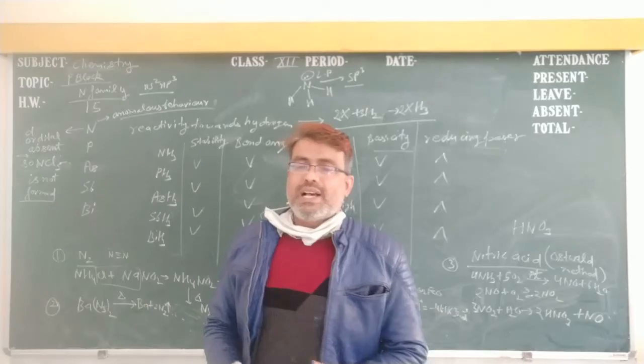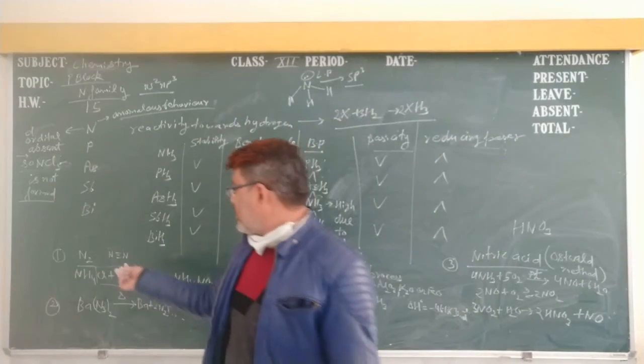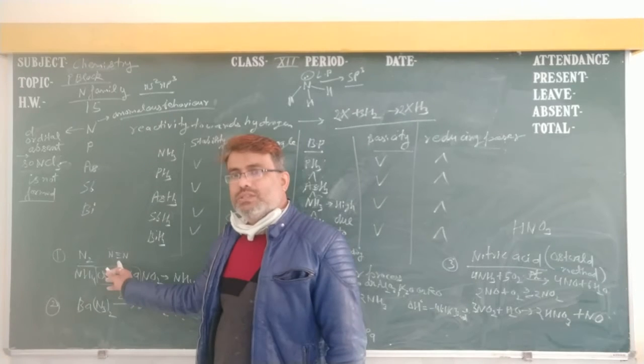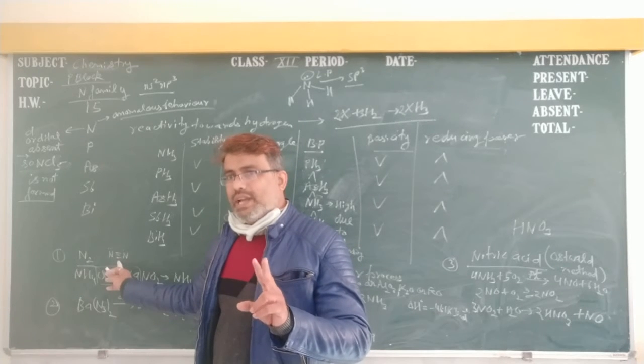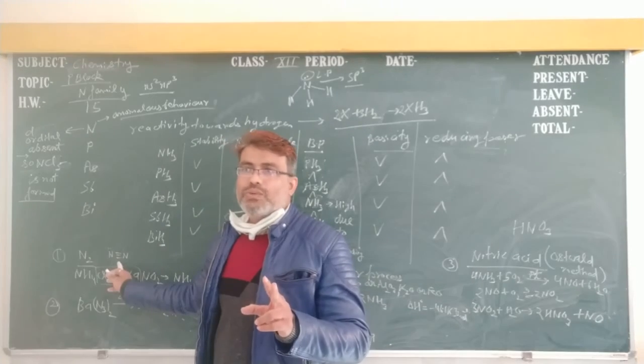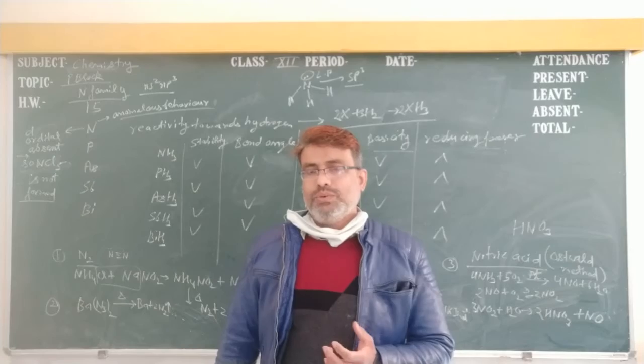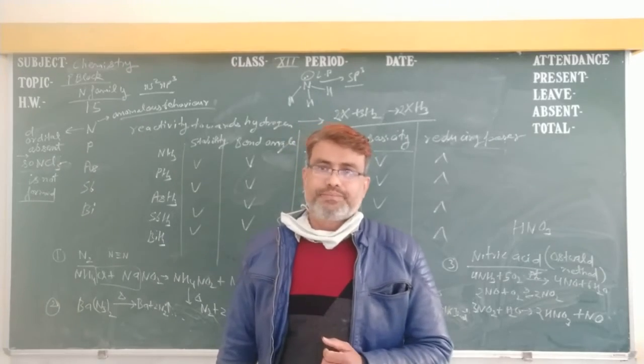Now one question is asked: why is dinitrogen less reactive? If you see the number of bonds, the bond order is 3 for N2. So the bond dissociation energy is high, so it is less reactive. So nitrogen is also used in bulk due to its less reactive nature.